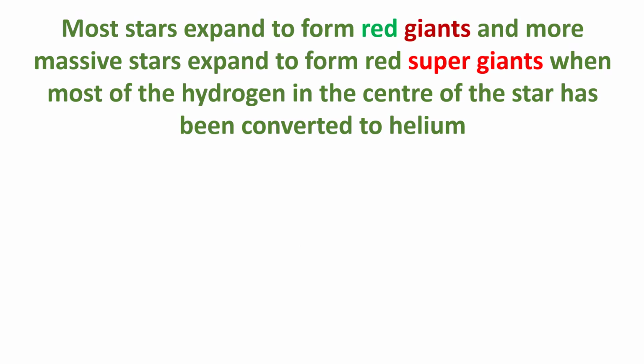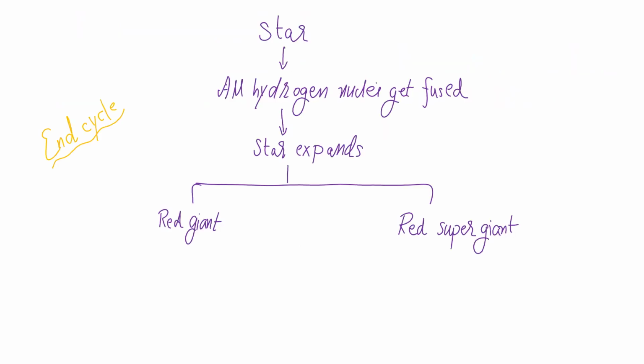Most stars expand to form red giants. This is a term used when the stars are moving towards their end cycle, while the massive stars, which are really big, expand to form red supergiants. The difference comes from the size. So in all stars, hydrogen nuclei get fused. Gradually, the hydrogen nuclei stock is over, so the star begins to expand. If it's a regular size star, it will turn into a red giant. Very big stars turn into red supergiants. So this is the partition at the point when the end cycle is beginning.